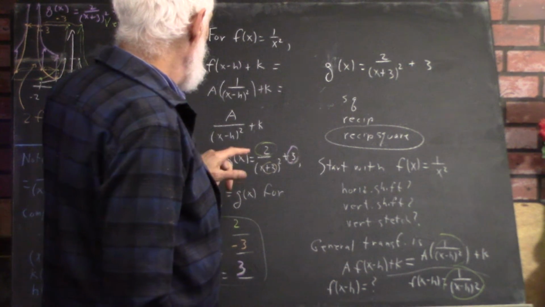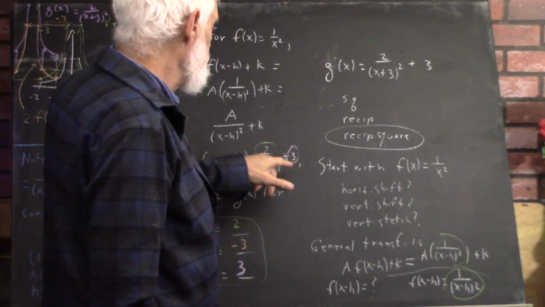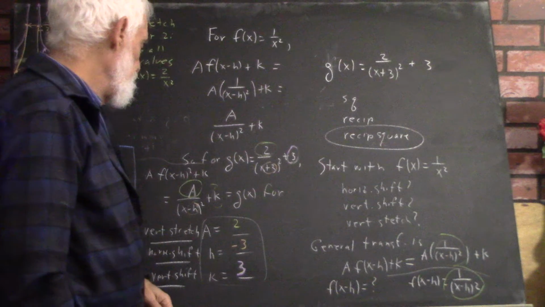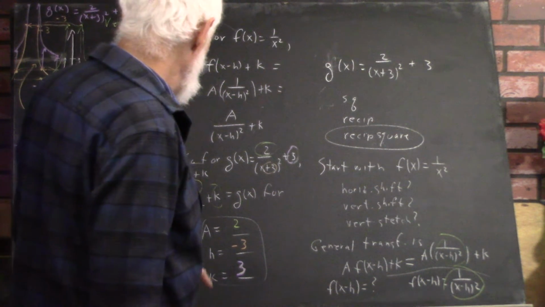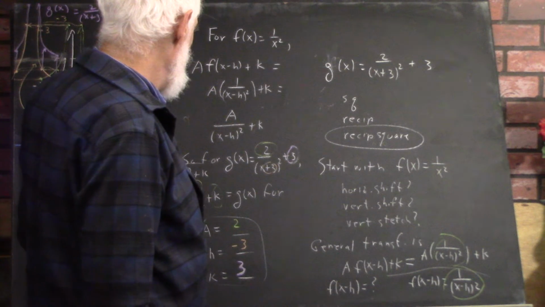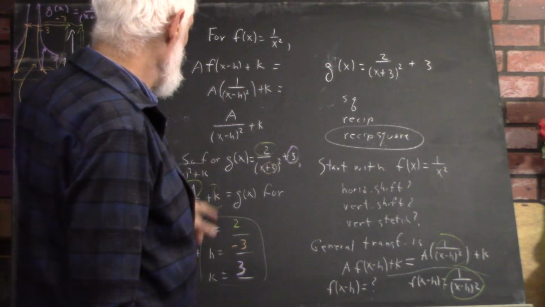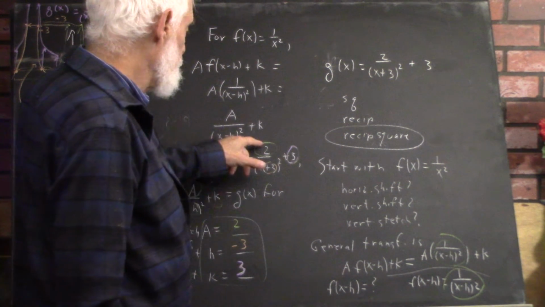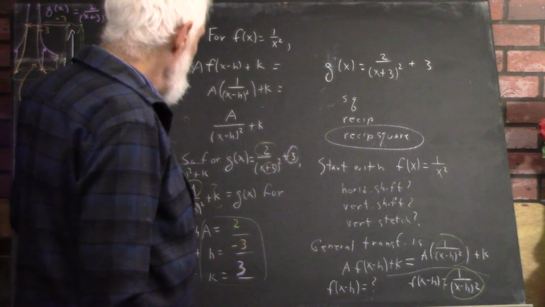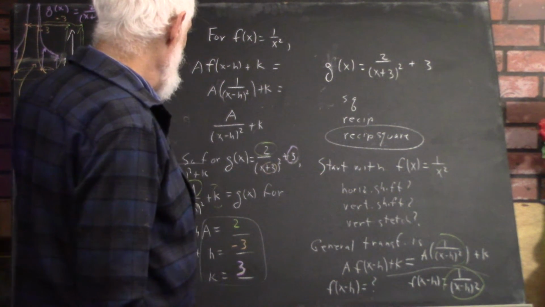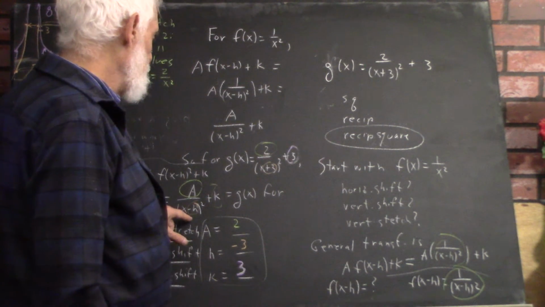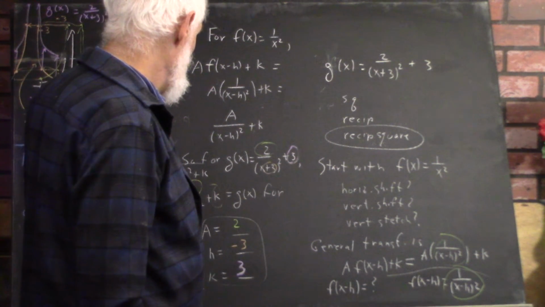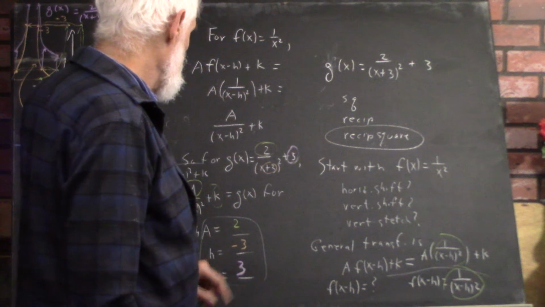For g of x equals 2 over the quantity x plus 3 squared plus 3, what are the values of a, h, and k? We're going to say that a over x minus h squared plus k is going to equal the g of x function, which is this. That means a is going to have to be 2. Negative h is going to have to be our plus 3, and k is going to be 3. So a is 2, h is negative 3, k is 3.